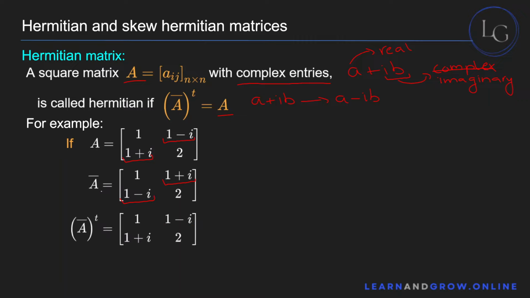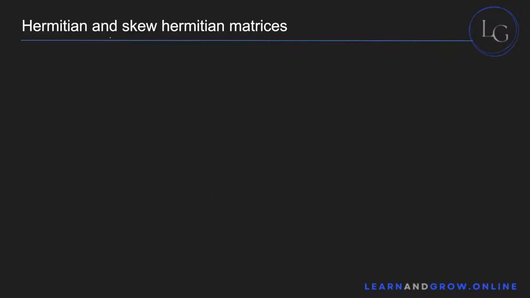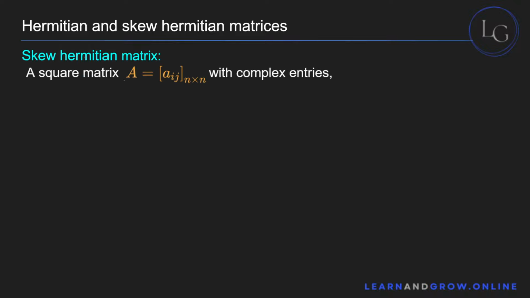So, if you take the transpose of A conjugate, again it will give you A. So this is a Hermitian matrix. Now, we'll talk about skew Hermitian matrices. We have a square matrix A with complex entries again, and it is called skew Hermitian if the transpose of A conjugate is equal to minus A.